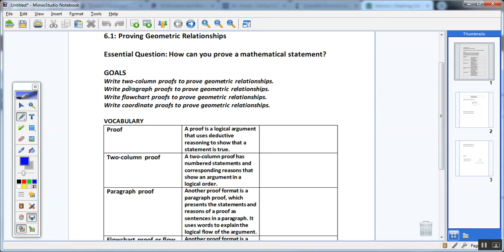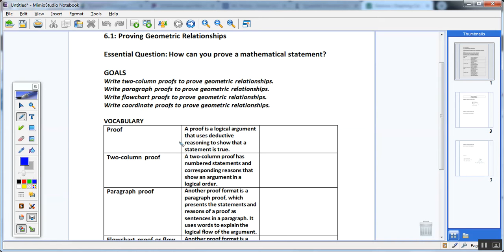We're going to have to write what's known as a two-column proof. We're also going to write paragraph proofs, a flowchart proof, and coordinate proofs. So really, we're going to look at four different ways to prove things. It's not just going to be a two-column proof like we're used to doing. There's going to be different ways to do this.